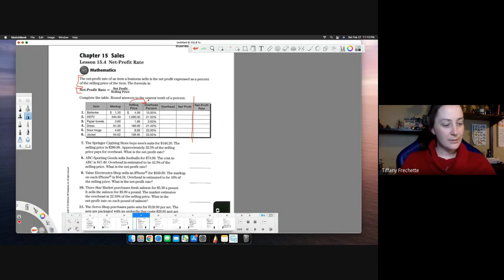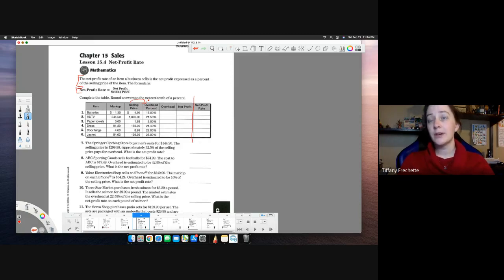So let's go ahead and look down below here. We're going to have to do the same thing for every single one of these. You're going to have to calculate the markup, it looks like for every single one, you're going to have to calculate a markup for it. And then you're going to have to calculate the overhead, the actual overhead cost, not the overhead percent. They give you the overhead percent in each one of these. And then you're going to need your net profit so that you can divide that by your selling price. So you're going to have to do the exact same thing that we're doing here, except they calculated the markup for you here. So down here, let's go ahead and read number 7.